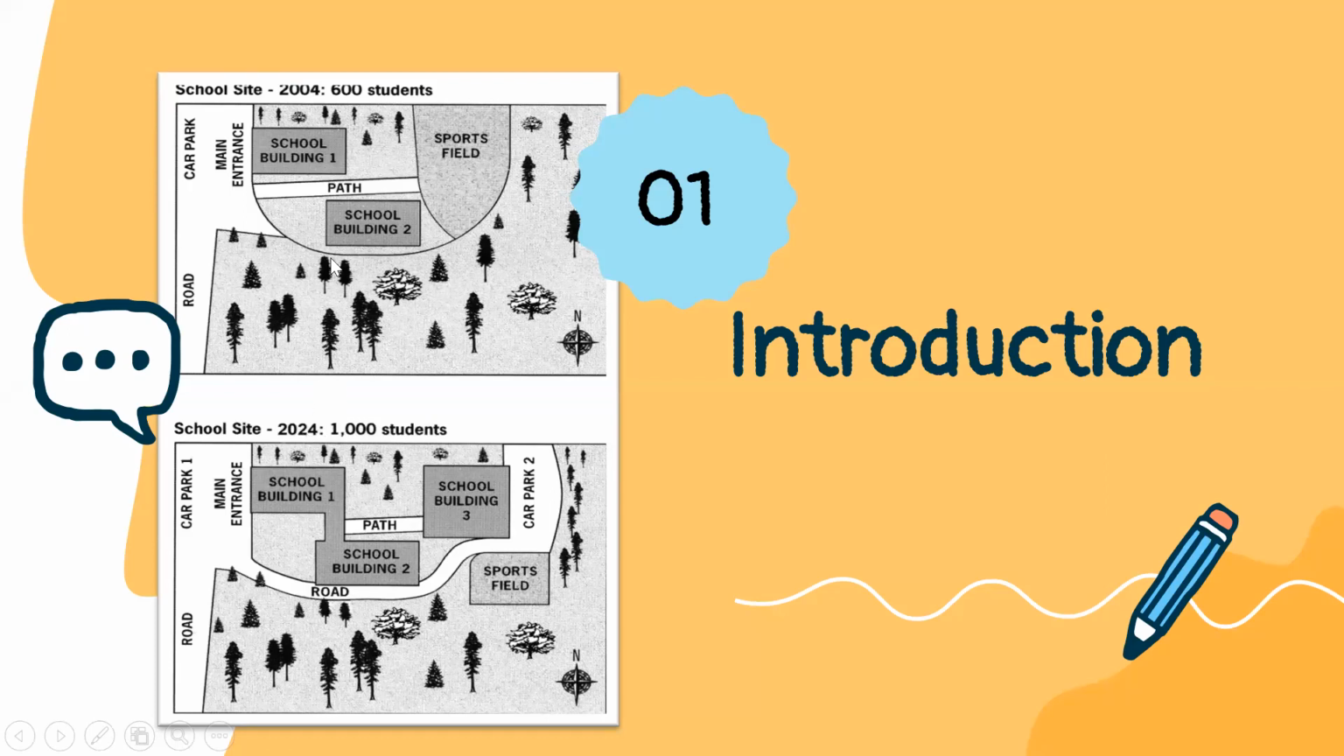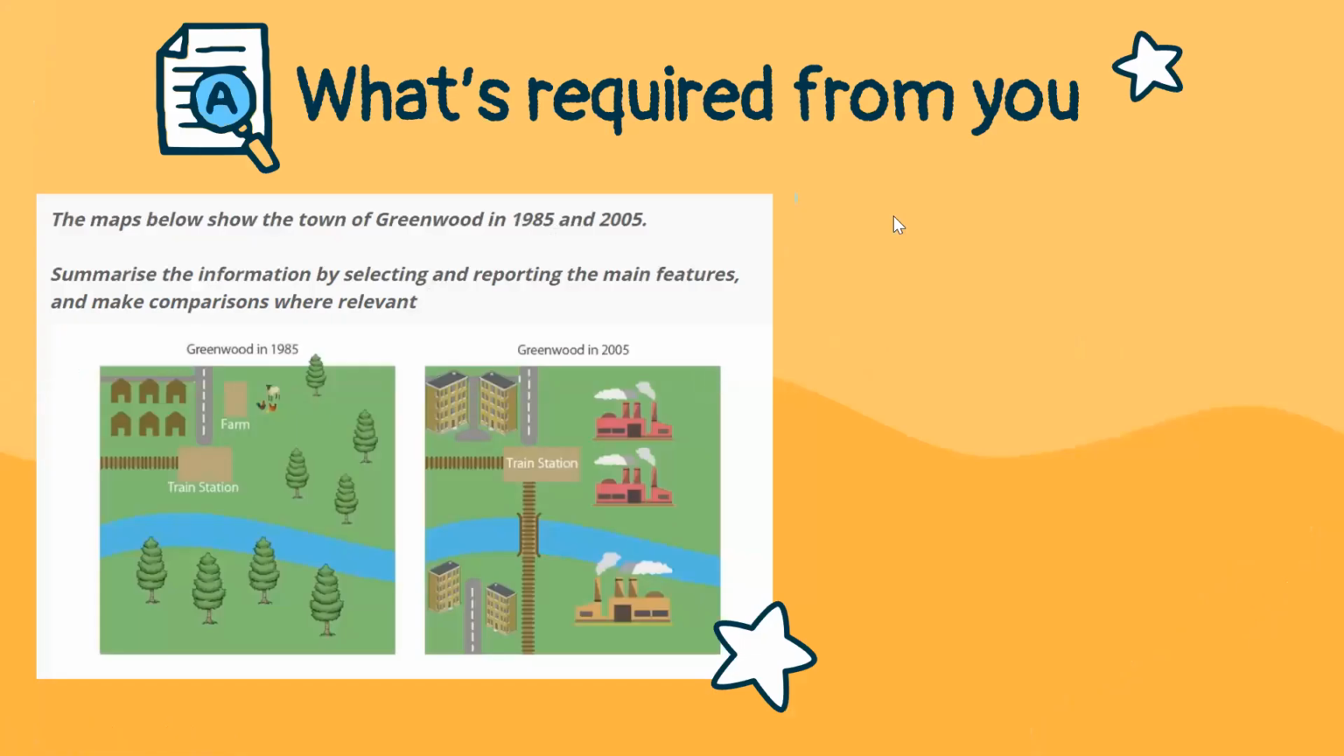For example, I have a map here which describes a school site between 2004 and a prediction for 2024. So we should describe the changes. For example, you could say that there was a third building in the school, and maybe there was a car park too. There was another car park. The new one was a sports field, and the forests were cleared to make accommodation. So let's move on to the main topic of today.